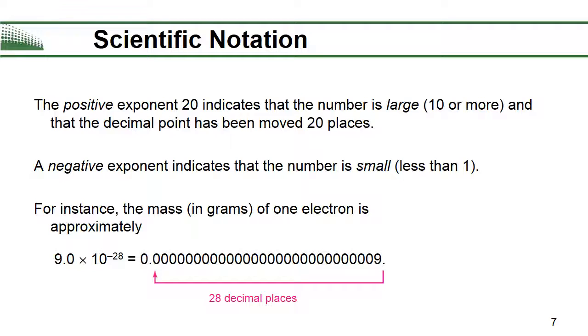A negative exponent indicates that you have a number that is very small. And when you convert from scientific notation to regular notation with a negative power, you're going to move the decimal that many places to the left.